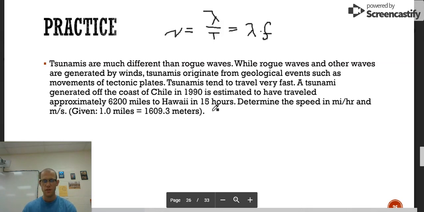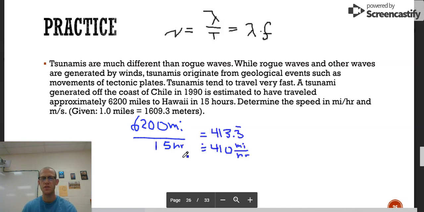1,609.3 meters. So if we're looking for a velocity, it's just a distance over a time, specifically a displacement. So if we have that, we don't need a formula for it. But notice the distance would be the wavelength, the time would be the period. We're going to calculate it the same way. Surprise, surprise. So let's go ahead and do that. 6,200 miles divided by 15 hours. That comes out to be 413.3 repeating; with significant figures, 410 miles per hour approximately.